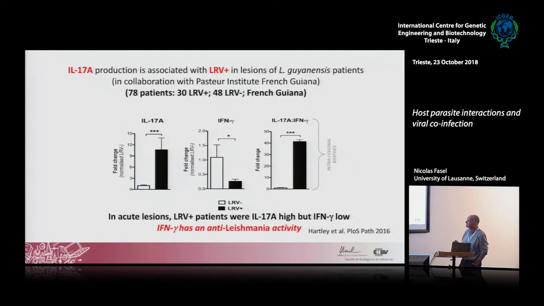What was striking, in fact, is that we analyzed the acute lesions, and we used acute lesions to be sure that in chronic disease you don't have another type of infection coming up in the following months. So in the acute lesions, as I showed you before, you have interleukin 17A produced when the virus is present inside the parasite. But we also have a decrease in interferon gamma. So we have some kind of proxy showing that if you have a lot of interleukin 17A and a low level of interferon gamma, patients are at risk of developing possibly metastatic leishmaniasis.